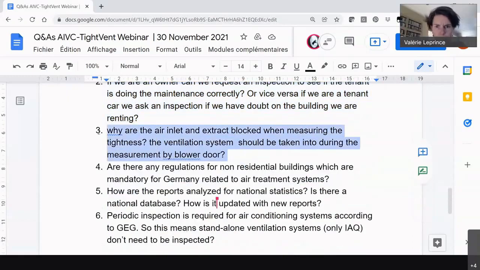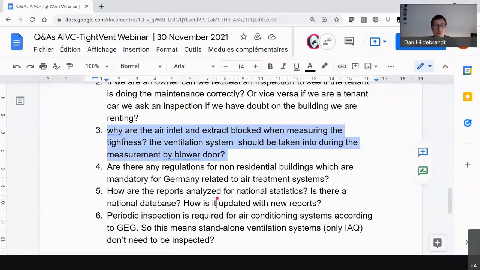So there was a question regarding the test. Why are the air inlets and extract blocked when measuring the tightness? I guess this is about the building air tightness here. So the ventilation system should be taken into account during the measurement by the blower door test. This is actually not part of the inspection work in Germany. Yeah. Usually we block indeed the inlet and the extract when we do a building air tightness test. And when we do a ductwork tightness test, we also block the inlet and the extract to test only the ductwork. But it's two different tests. You do not include the ductwork leakages in the building air tightness test. No. During the inspection work, we do no blower door tests.